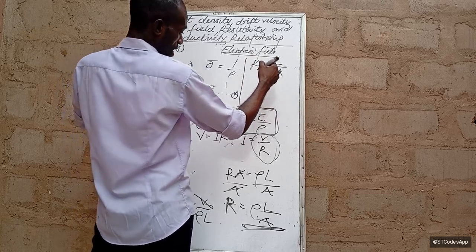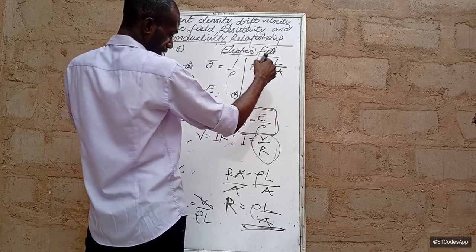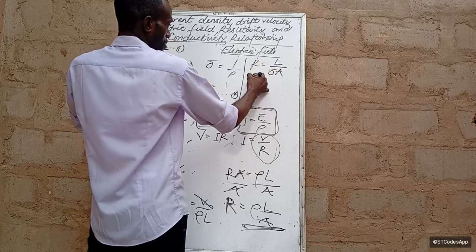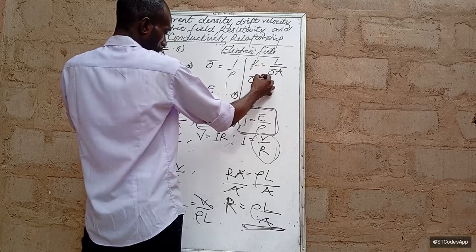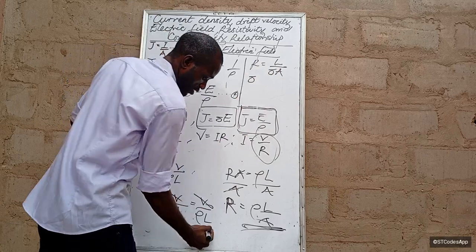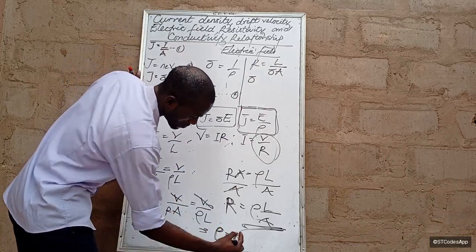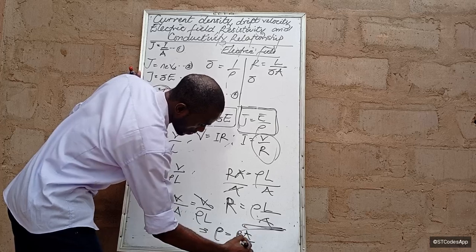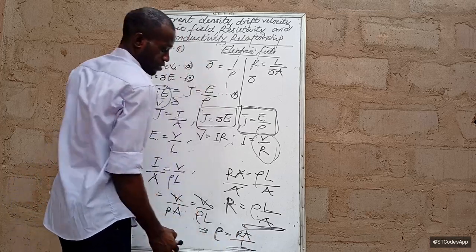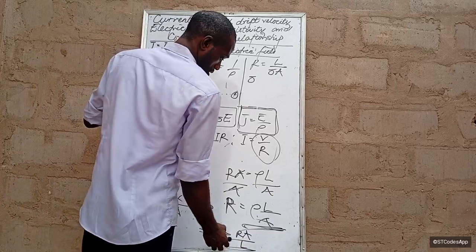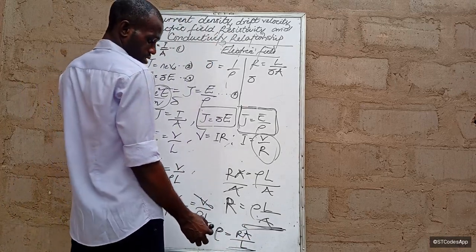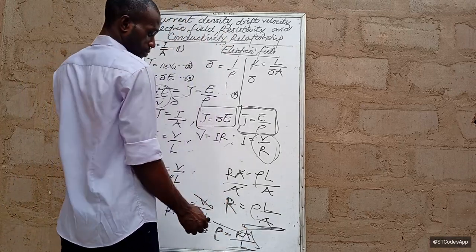Okay? So from here, we therefore know that sigma, okay, we didn't even write an expression for resistivity. Resistivity here, therefore, will become RA over L. Okay? Meaning that, okay, this is an expression for resistivity.